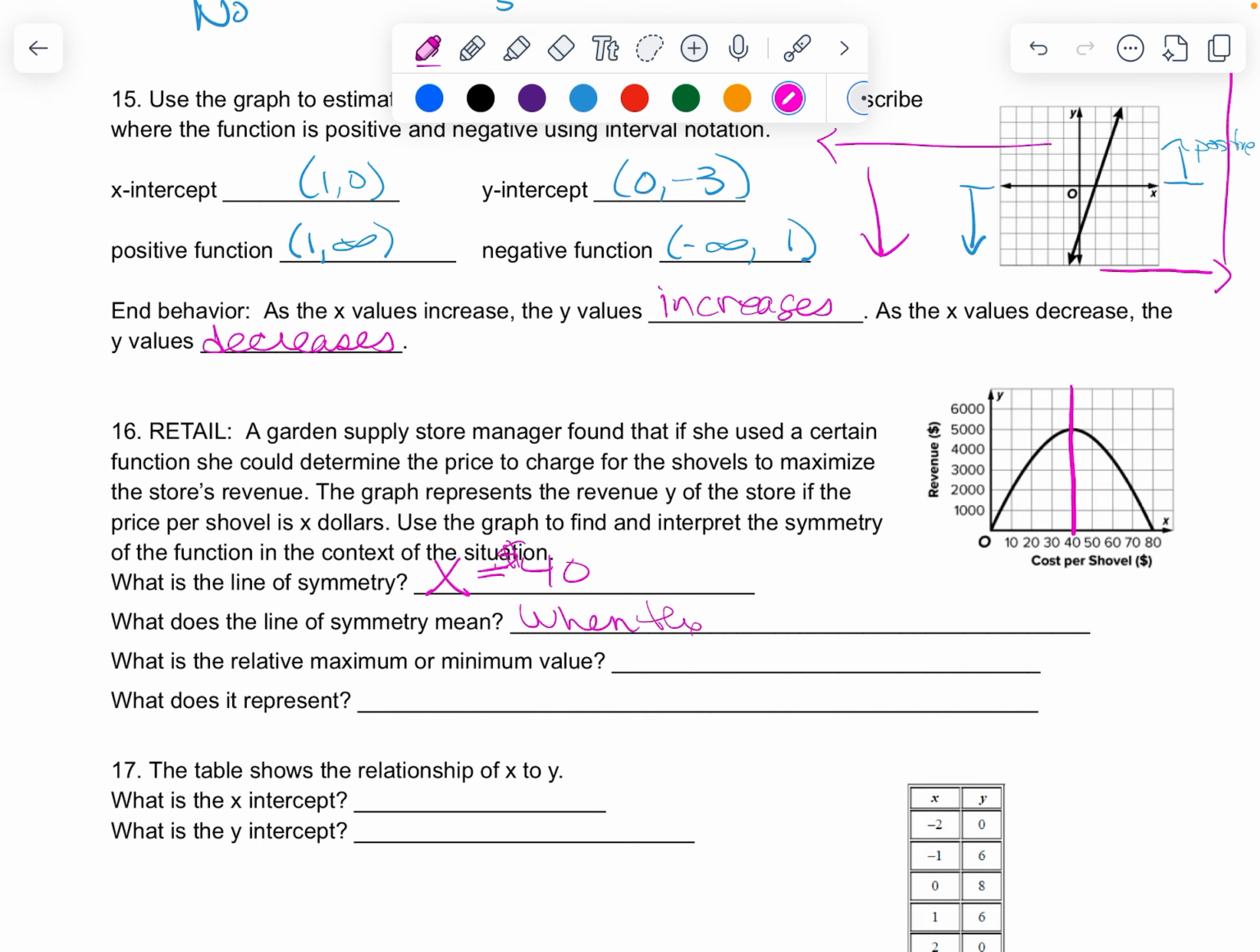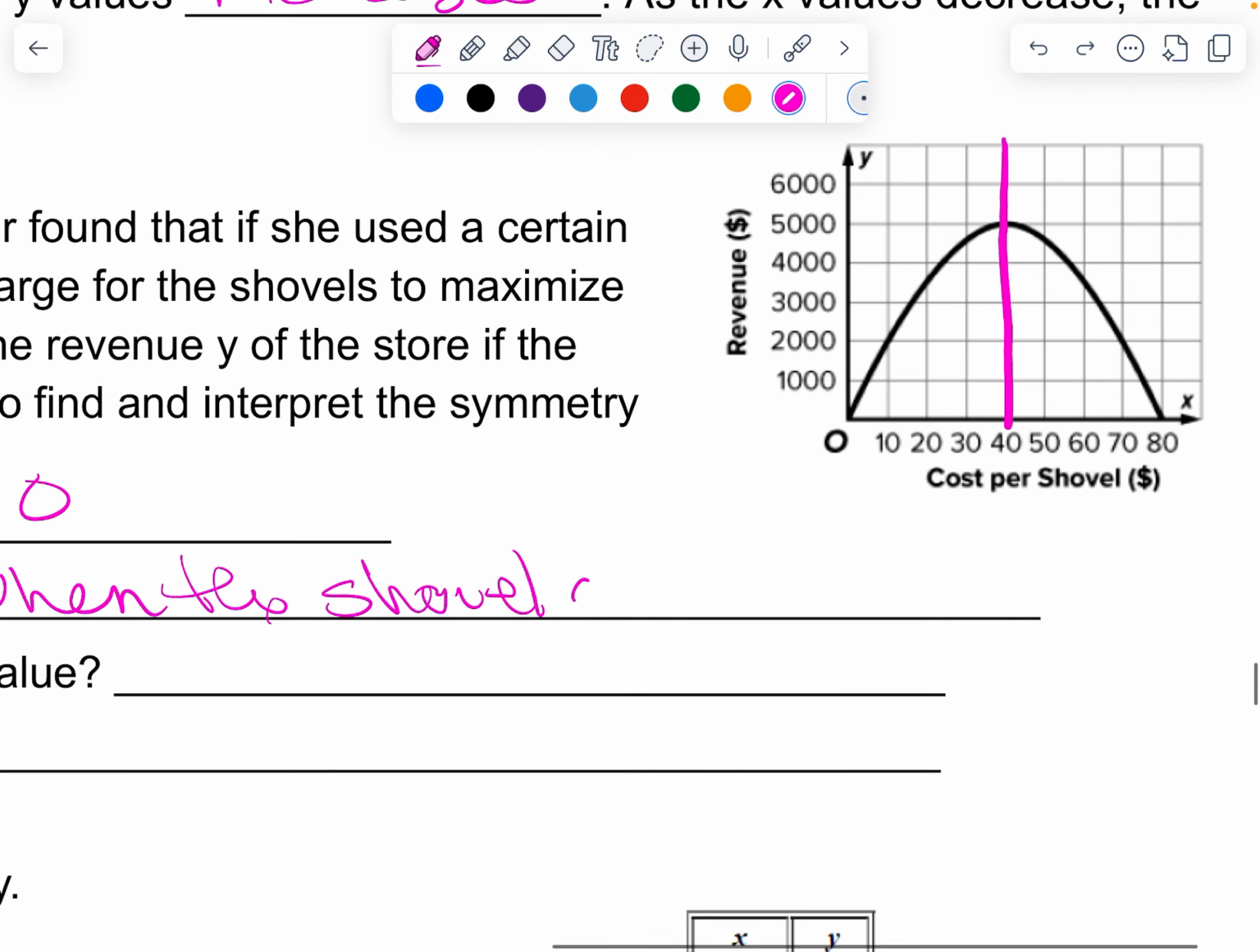When the shovel cost $40, it has the maximum revenue.